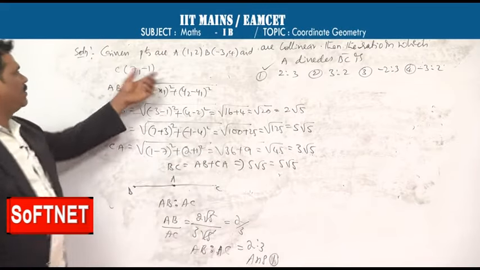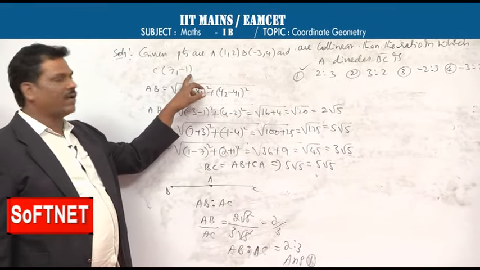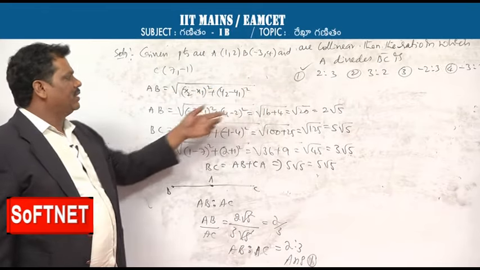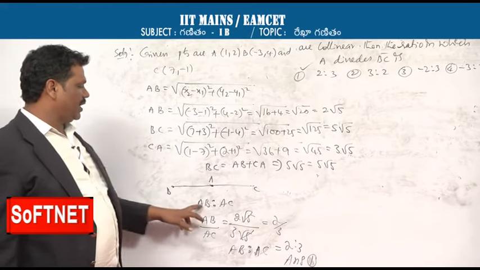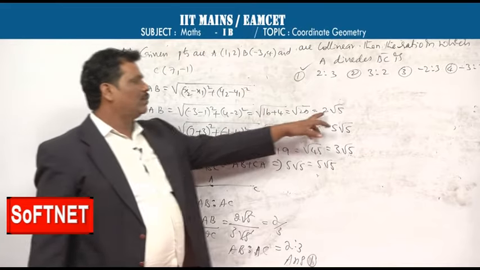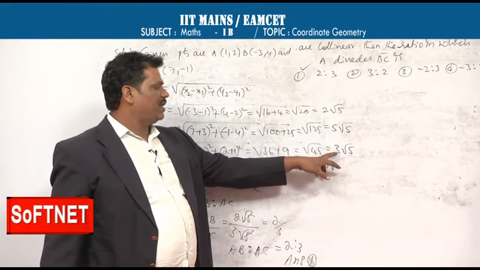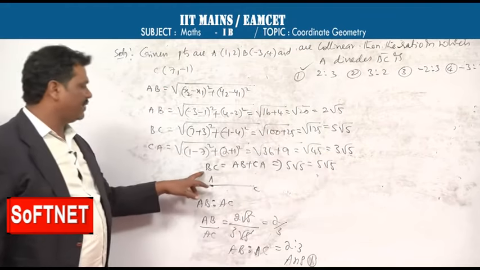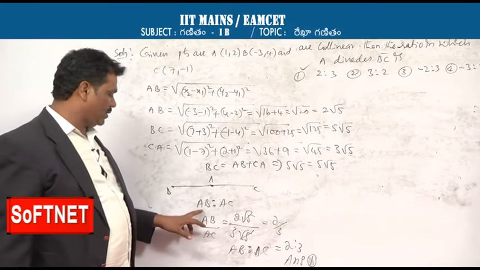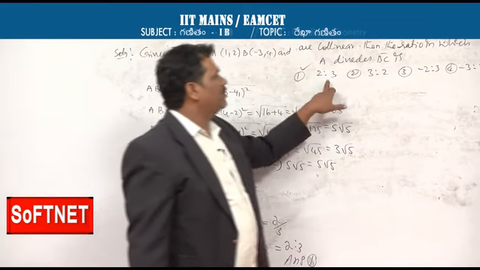So what are the given things here? Given points are A of 1 comma 2, B of minus 3 comma 4, C is 7 comma minus 1. These 3 points are collinear. Then the ratio in which A divides BC means AB is to AC. Then we have to find AB distance, BC distance, CA distance. We get 2 root 5, 5 root 5 and 3 root 5. So here BC is equal to the distance of AB plus distance of CA. So we verified the given 3 points are collinear. Here A divides BC means AB is to AC. You write down AB equal to 2 root 5, AC equal to 3 root 5. We get 2 is to 3. Option is 1.